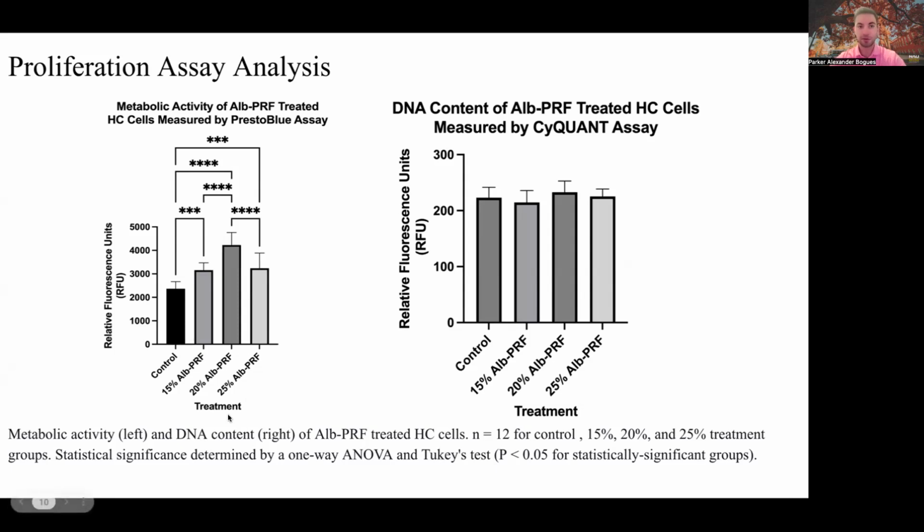And what I found from the Presto Blue assay was that the 20% concentration had significantly more metabolic activity compared to that of the other treatment groups, and then, of course, also to that of the control. Although not statistically significant like the Presto Blue assay, the Cyclone assay, which measures DNA content, followed a similar trend. You can visually see here that the 20% treatment had the most DNA content compared to that of the other treatments and to that of the control.